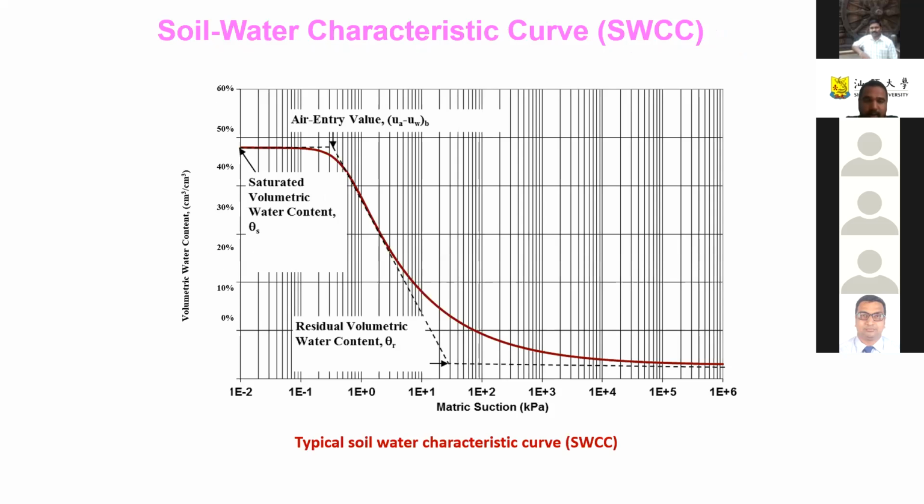On the y-axis is volumetric water content, which you can also represent in the form of degree of saturation, and on the x-axis is matric suction. It's a very typical soil water characteristic curve.